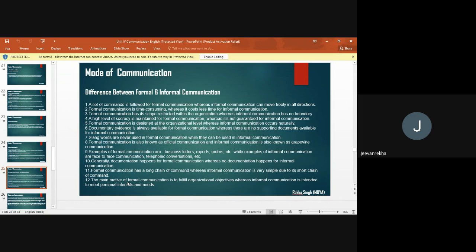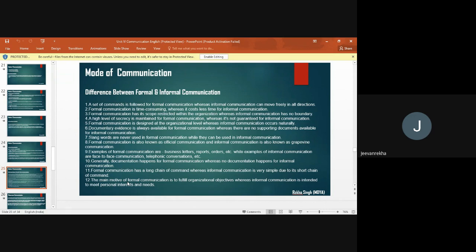12. The main motive of formal communication is to fulfill organizational objectives. In formal communication, in offices, their motive is to fulfill their organizational objectives. Suppose I am in a corporate office, I am doing something for the office, and what is the objective of the office? Their project. I have to complete the project, that is the objective, in a very disciplined way.